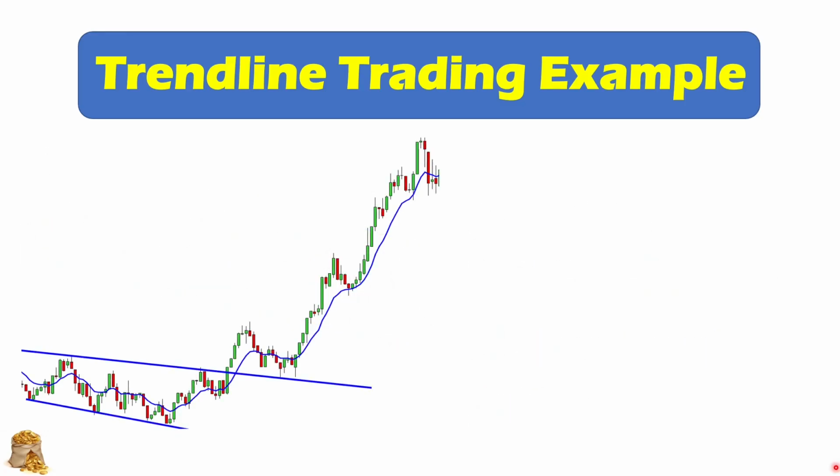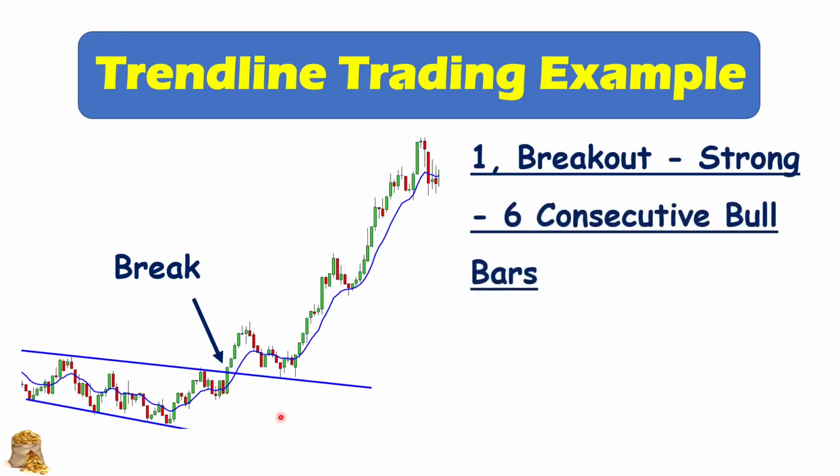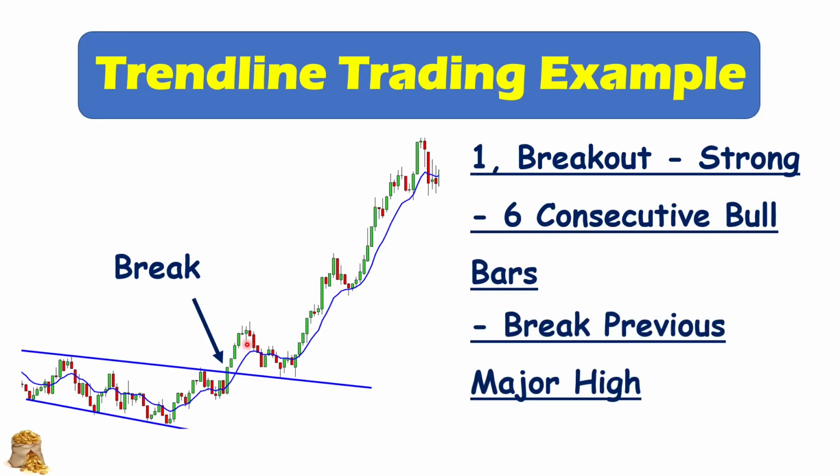Now let's move on to the trend line break examples. Here's the break of the trend line. We can see that the breakout is strong. That is because we have 6 consecutive bull bars breaking the trend line. And also, the trend is breaking the previous major high here. It's higher than this high. That's why the breakout is strong.